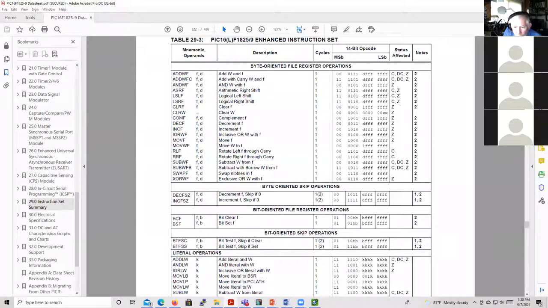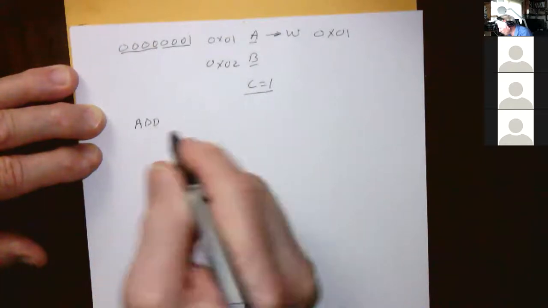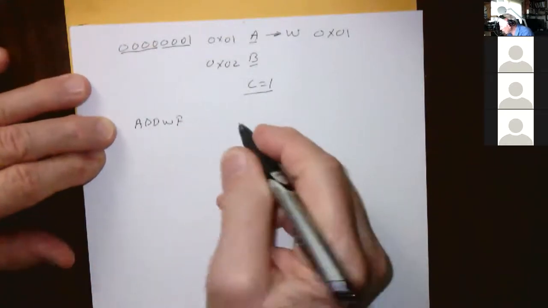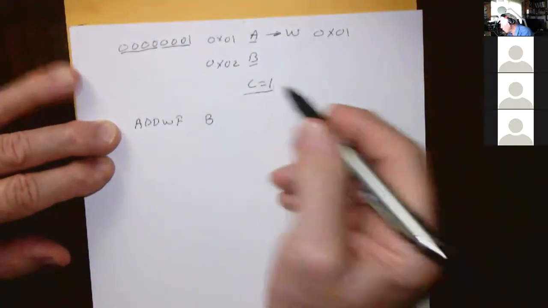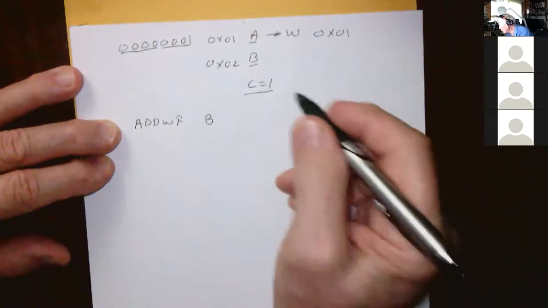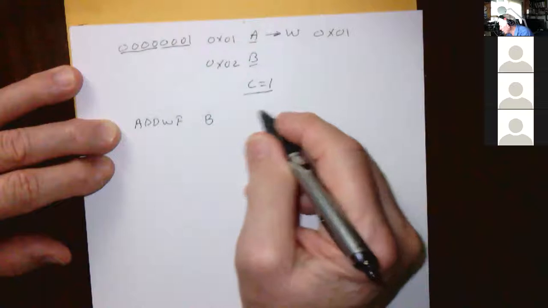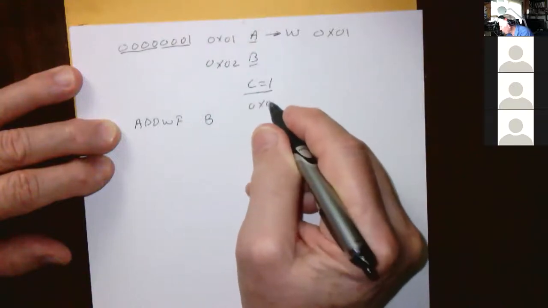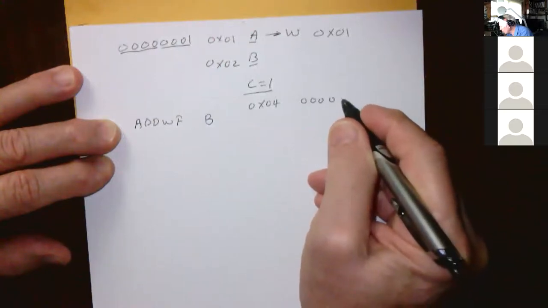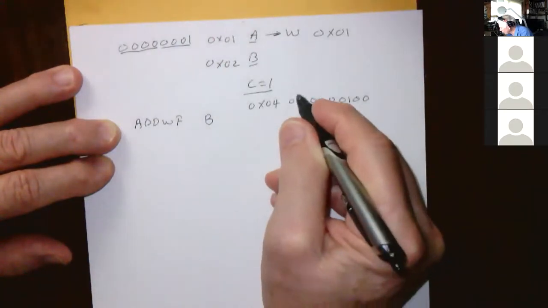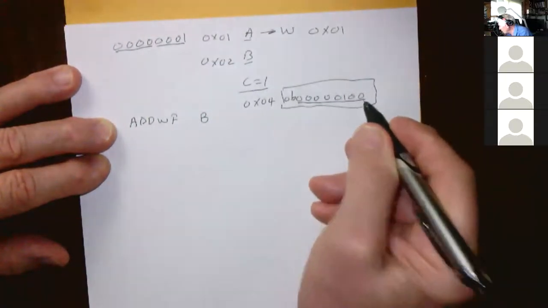ADDWFC, okay. And now, since A's in W, we're going to reference B. So let's see what the result would be. We're going to add 1 plus 2 plus 1 for the carry. That's going to give us 0x04, or that's going to be 00000100. And we could preface that with 0b. So then that would be the correct notation for it, but this is the actual value.